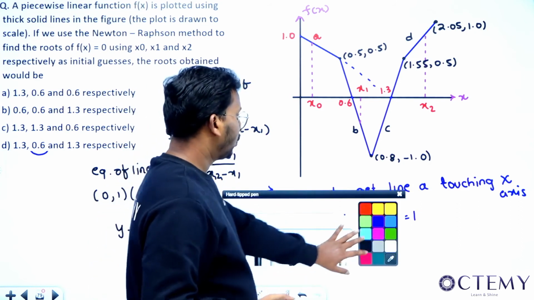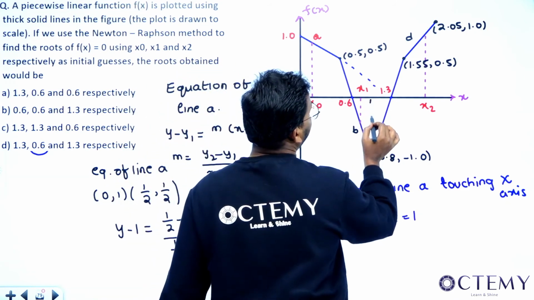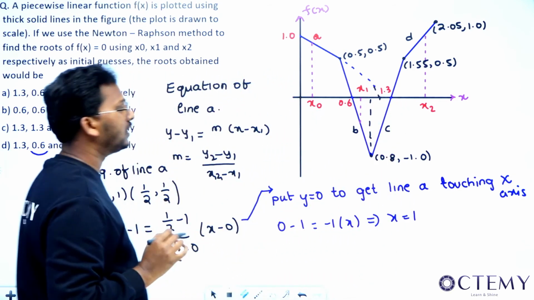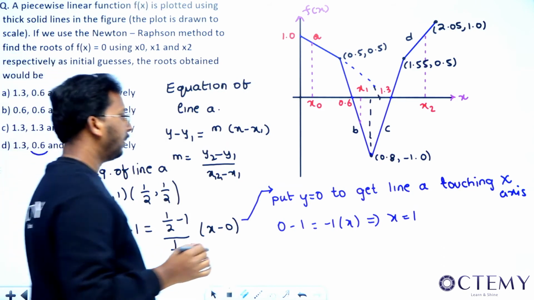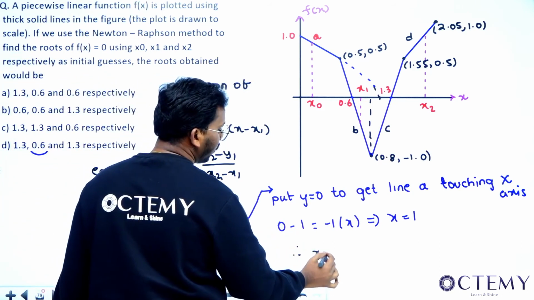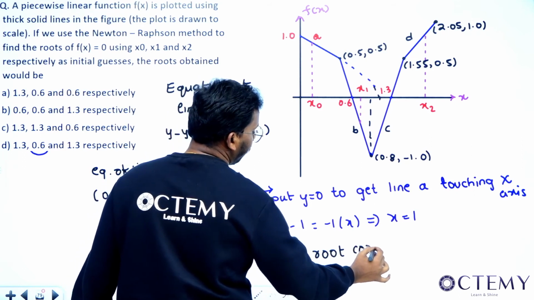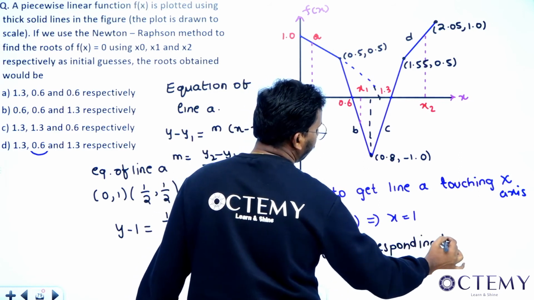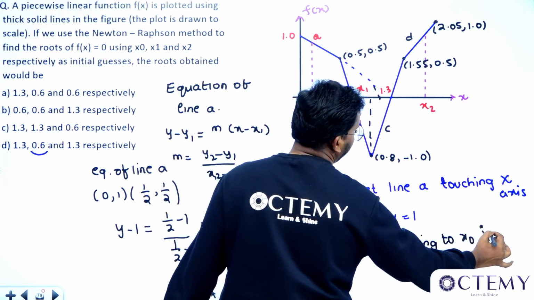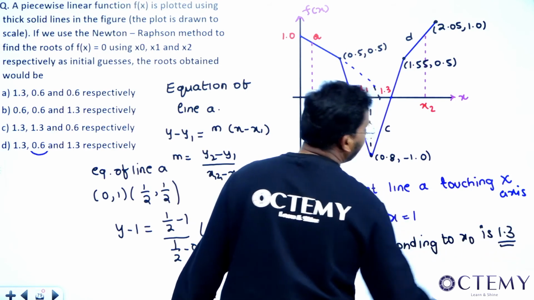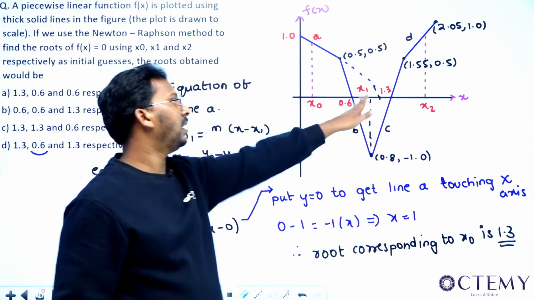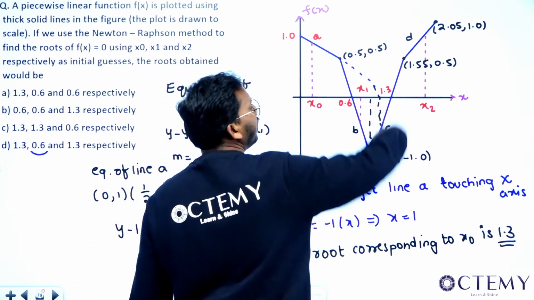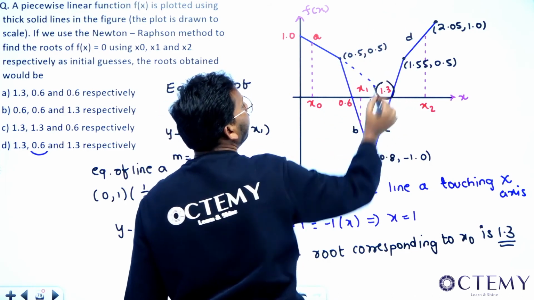So if you observe, this is 0.8. This is 0.8. So this is touching at, say, 1. If it is touching at 1, what is the meaning of that? The meaning is, therefore, the root corresponding to x naught is 1.3. How did I tell this? Since it is touching after 0.8, say here, then again we will extrapolate on this, then again we'll draw a tangent. When you draw a tangent, it touches your 1.3.